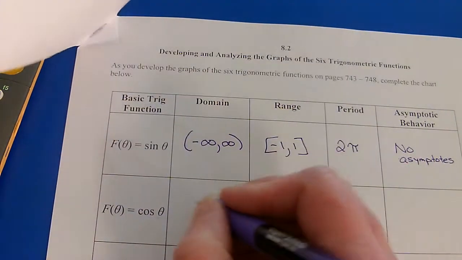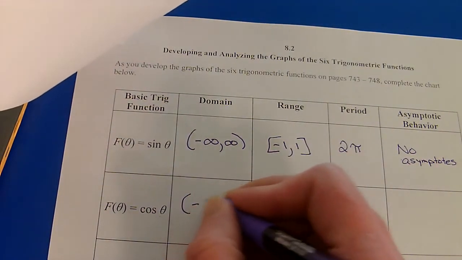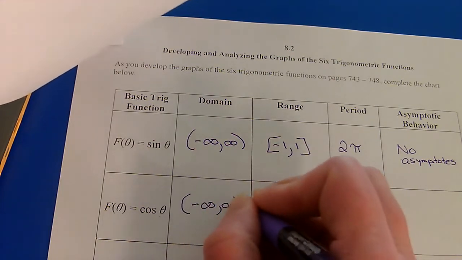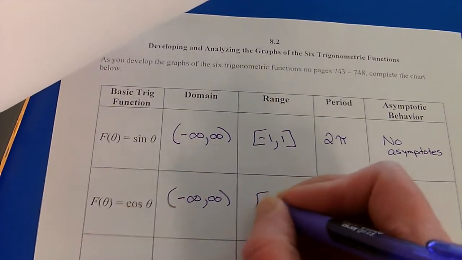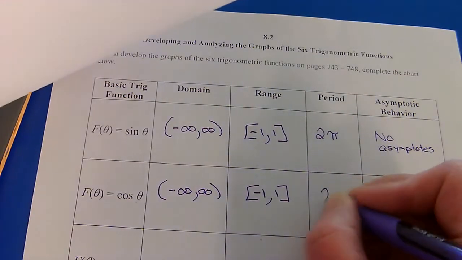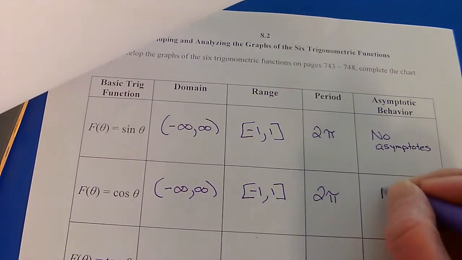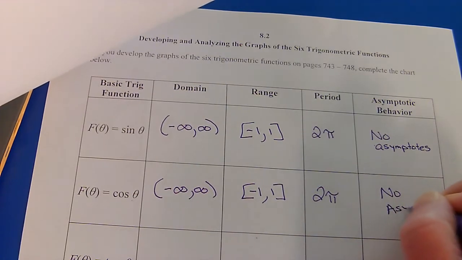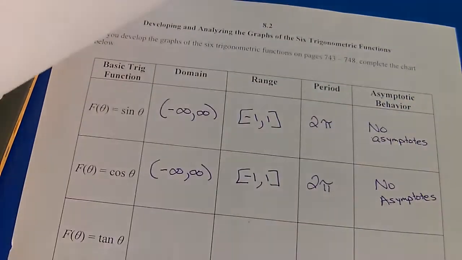So let's copy those over to the front page. Cosine, the domain is negative infinity to infinity, negative 1 to 1, 2 pi, and no asymptotes. The next one we're going to look at is tangent.